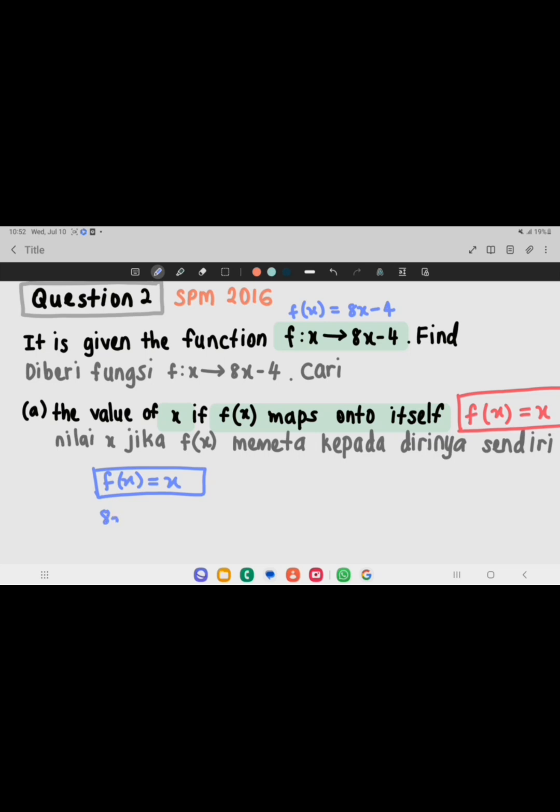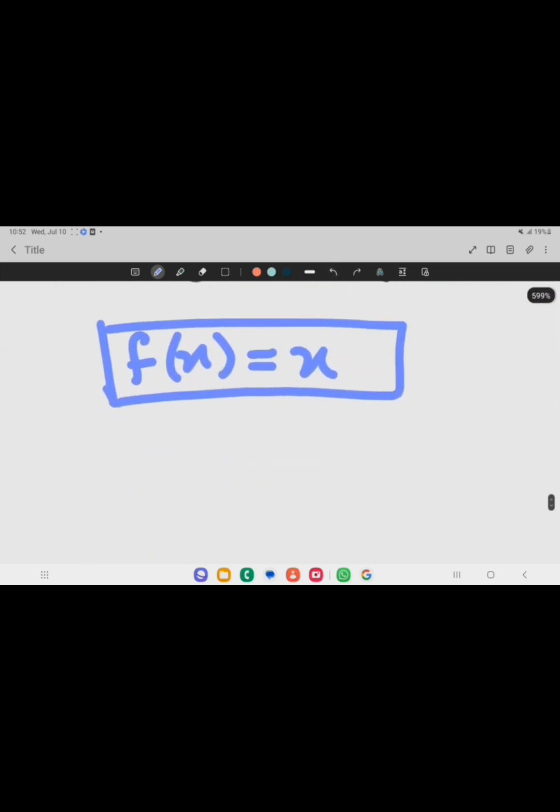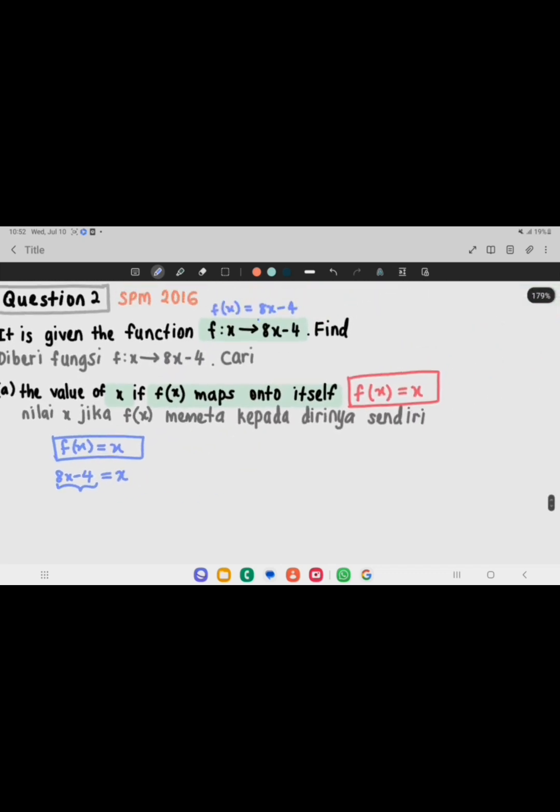So, you are just going to write 8x. Sorry, I must zoom in, then only my handwriting will be nice. Otherwise, it will be like chicken scratch. Okay, 8x minus 4 is equals to x. Where do I get this 8x minus 4? It is given in the question.